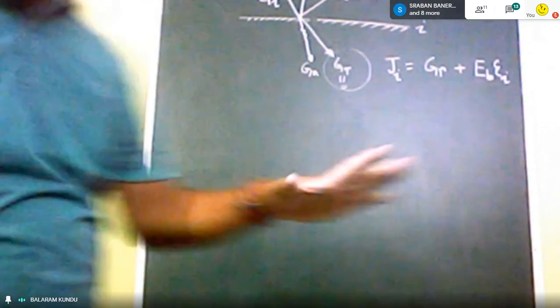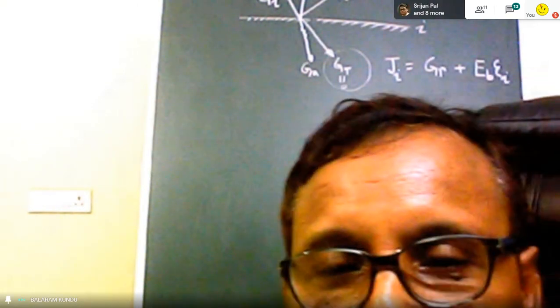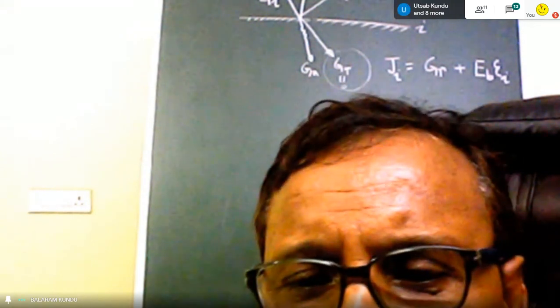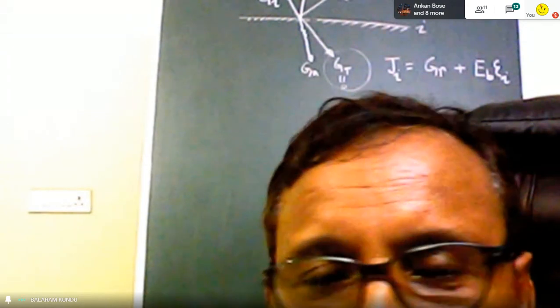So is it clear or not? Radiosity is denoted by J. Yes, please. Say J equals, tell me. Yes, please.